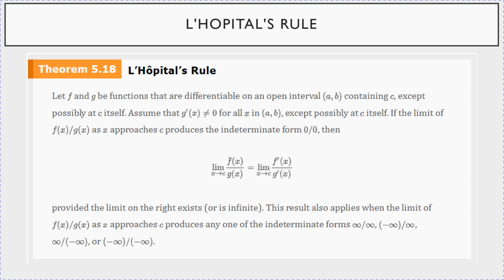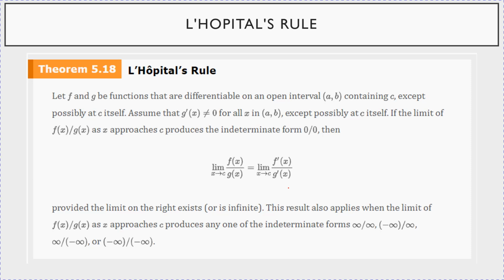so this is the limit we're looking at here, the limit as x goes to c of f of x divided by g of x, produces the indeterminate form 0 over 0, then it turns out that this limit is equal to the limit as x goes to c of the derivative of the numerator, f prime of x, divided by the derivative of the denominator, g prime of x, provided the limit on the right exists.